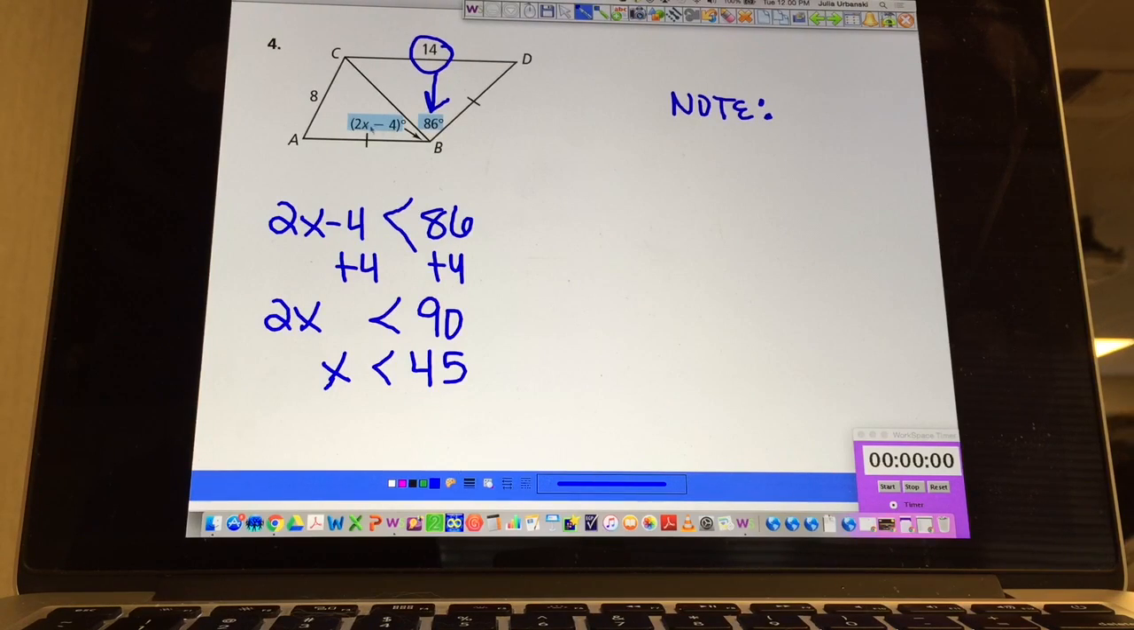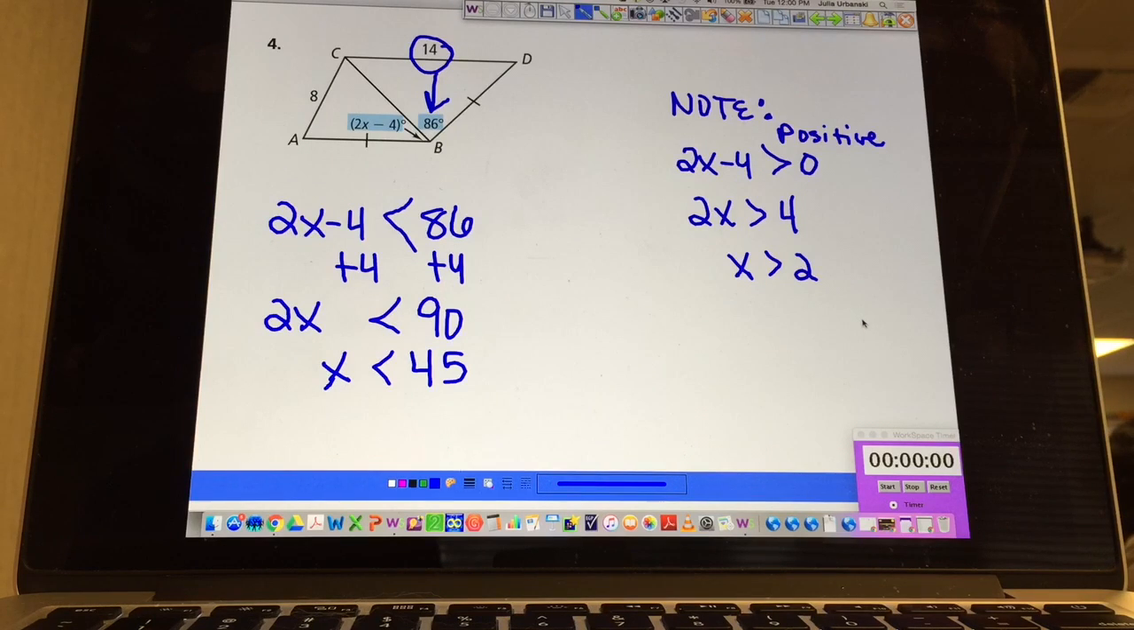The value of x matters here. I have to keep this positive. I can't let this be a negative angle. So I have to make 2x minus 4 be greater than 0. I have to make it positive. If it was negative, then the angle couldn't exist. So if you add 4 to both sides, you get a positive 4. If you divide both sides by 2, you get a 2.